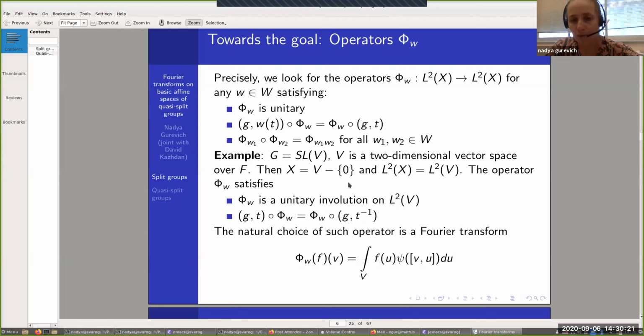Okay. By the way, note that the operator FW, also being a natural candidate, is not uniquely defined by the properties above. However, we'll later see how it arises. Exactly, the Fourier transform arises more naturally than any arbitrary operator satisfying these properties. Okay, so we agree that in the case of SL2, the construction, the extension of the action, exists and is given by Fourier transform. Any questions?